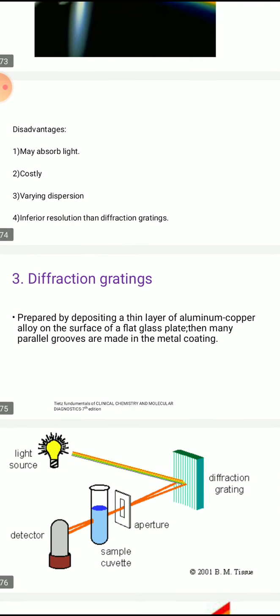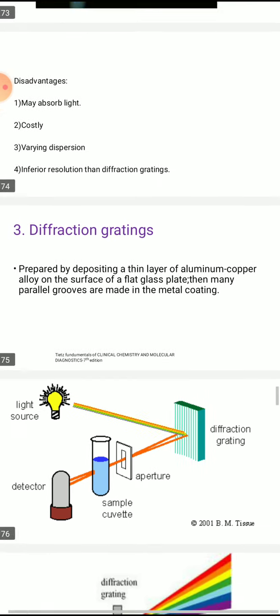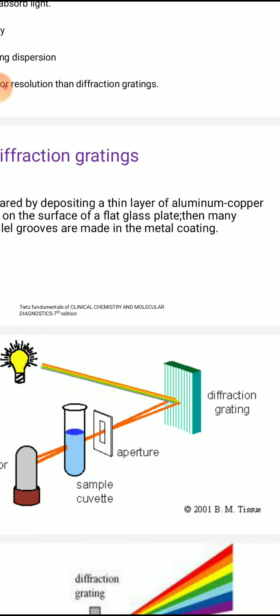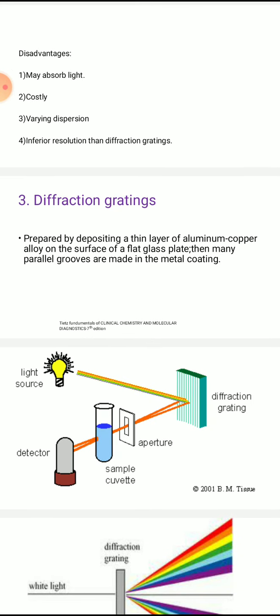The diffraction grating is prepared by depositing a thin layer of aluminum copper alloy on the surface of a flat glass plate. Then many parallel grooves are made in the metal coating. This is the diffraction grating. You can see the many parallel grooves in this picture.